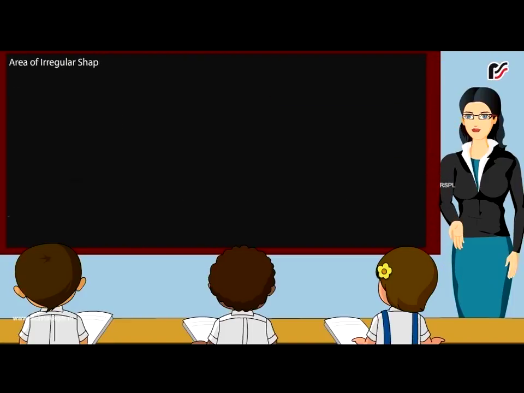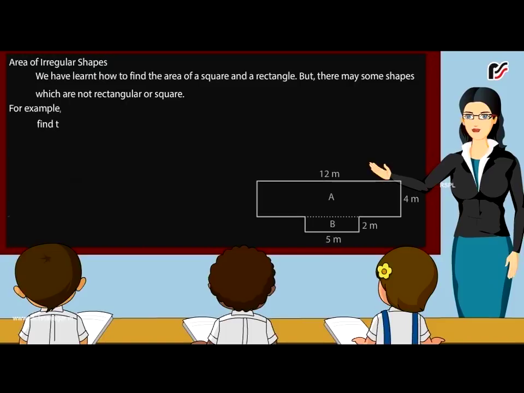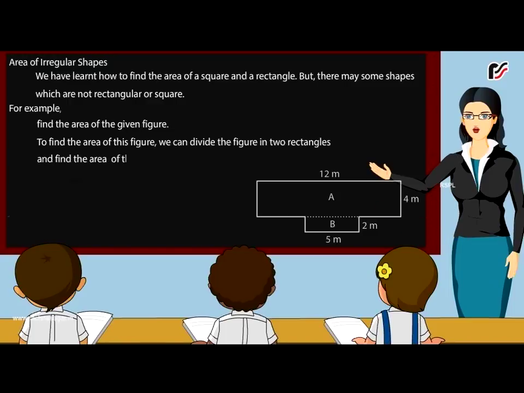Area of irregular shapes. We have learned how to find the area of a square and a rectangle, but there may be some shapes which are not rectangular or square. For example, find the area of the given figure. To find the area of this figure, we can divide the figure into two rectangles, find the area of them separately and add the areas to get the area of the complete figure.